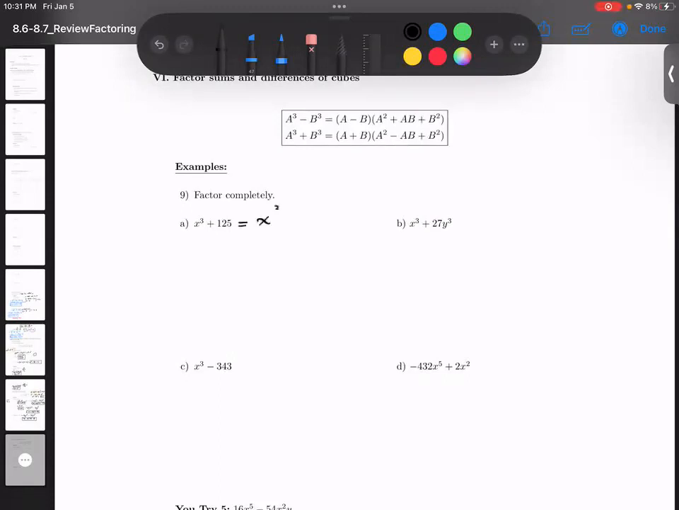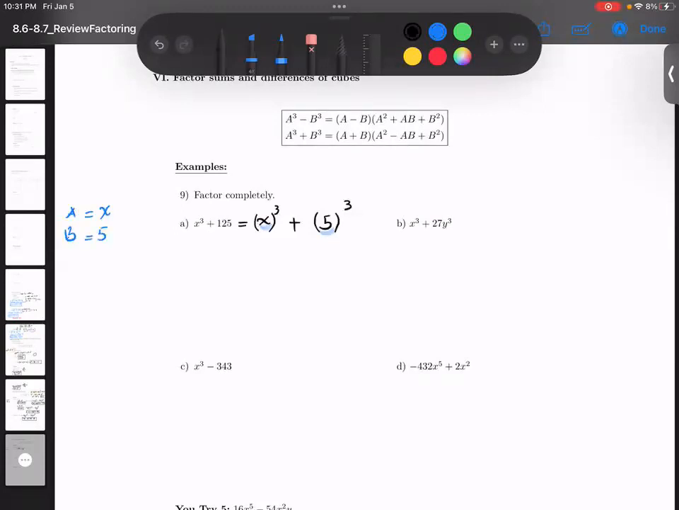So x cubed. Maybe I can do a little parenthesis to establish that is my A. What is my B? What number when you cube gives you 125? So 5. So that is my B. So we established A is x, B is 5.